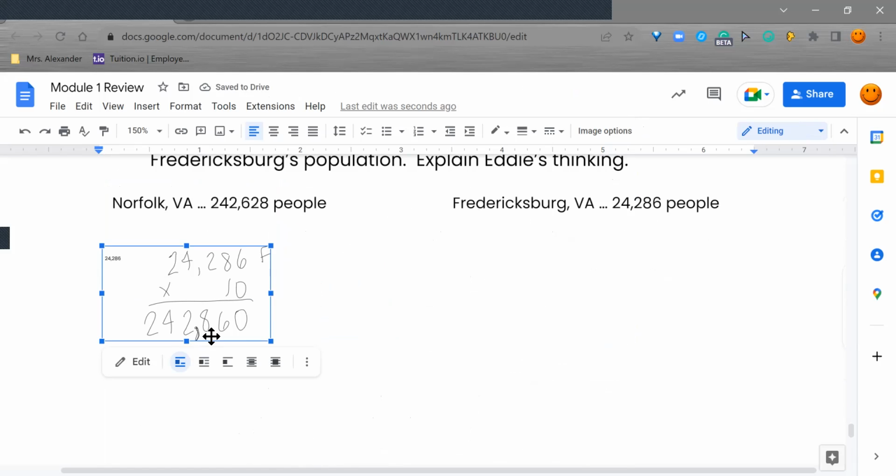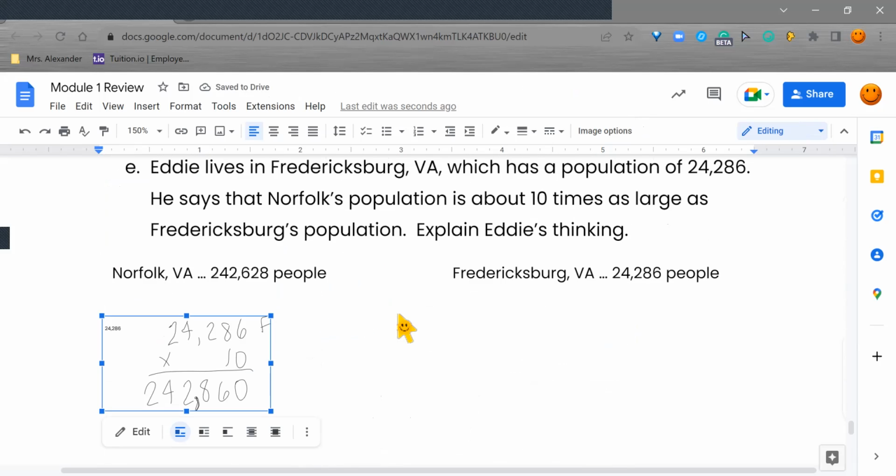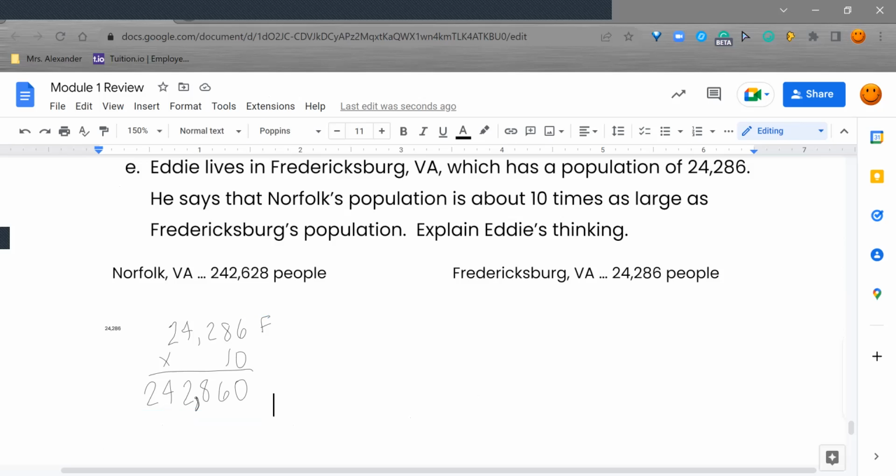It's saying it is. And if we look at this, Fredericksburg could be considered 10 times smaller than Norfolk, because if we multiply Fredericksburg by 10, we get 242,868. So in all reality, we could say Norfolk is 10 times larger than Fredericksburg, and it's because of multiplying it by 10. I hope you guys had fun with this review.